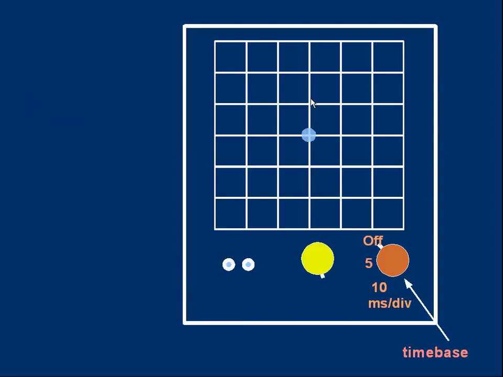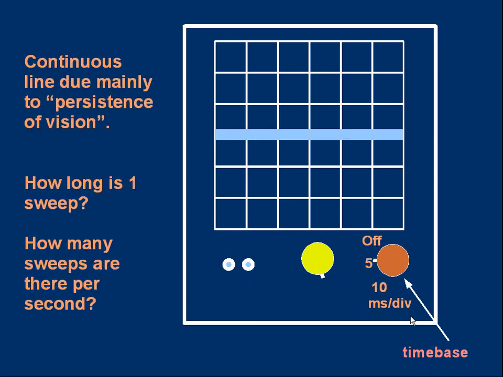Now let's look at the other control shown in red. This is called a time-base control. At the moment it's set to the off position. I've marked a couple of values on there, 5 and 10. They're in units of milliseconds per division in my example oscilloscope. Let's turn the time base on, turn it to 5.